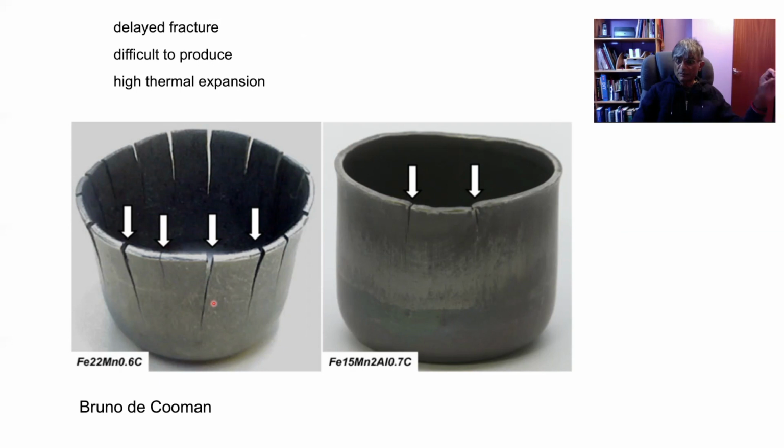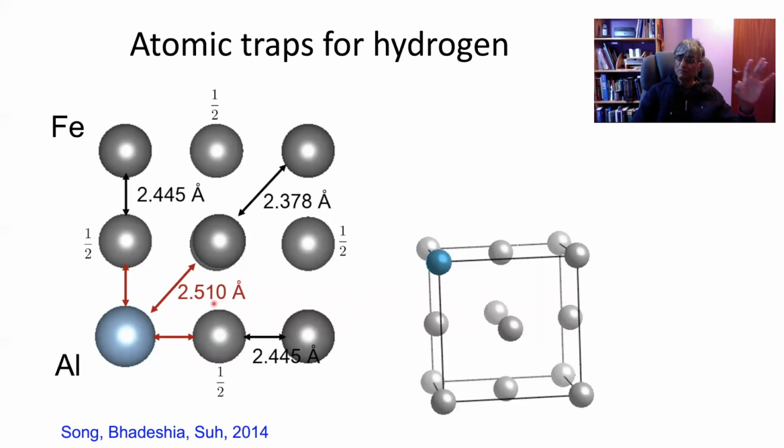One way in which the aluminium works is that if you substitute it into the lattice, and this is a projection of the FCC cell, then it creates additional space which traps the hydrogen. Okay? So that problem is solved, and the steels are commercially available. They're relatively expensive because the technology required to introduce so much manganese, which has a low vapor pressure, is more difficult than making normal steels.